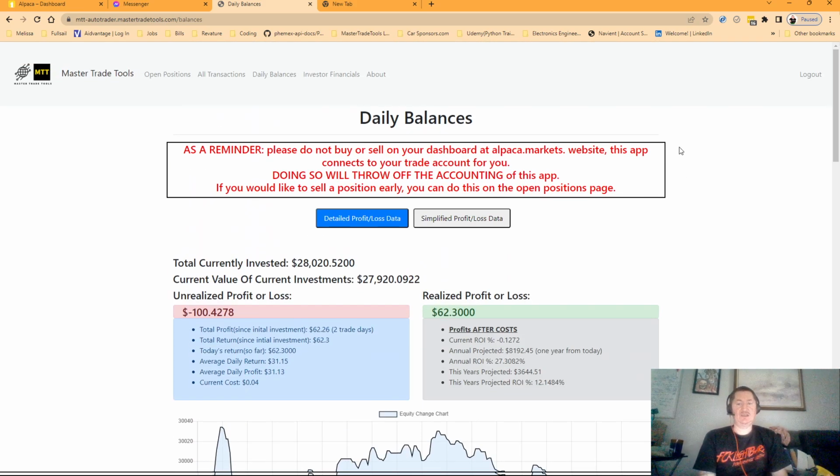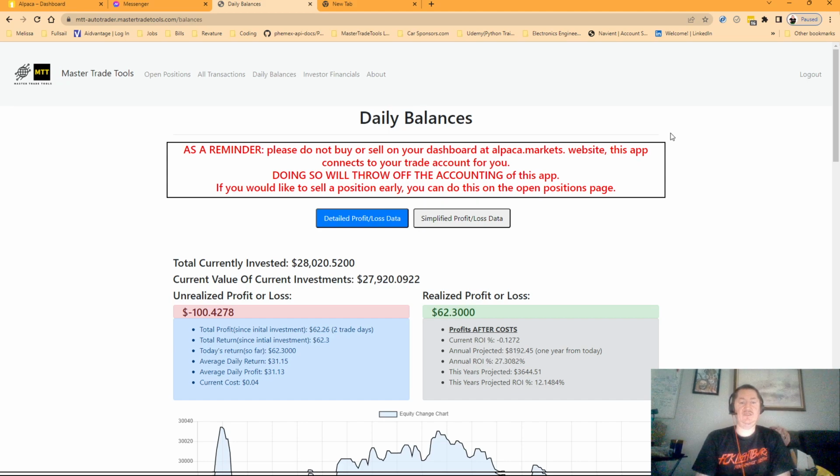One of the things that I'd like to make a point of is, as I state here, please do not buy or sell on your dashboards at alpaca.markets. This app connects to your trade account, that way it can do the automated trading for you. And that will throw off the accounting of this app, and we want to avoid that at all costs.